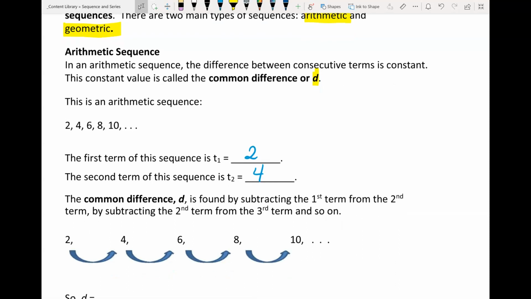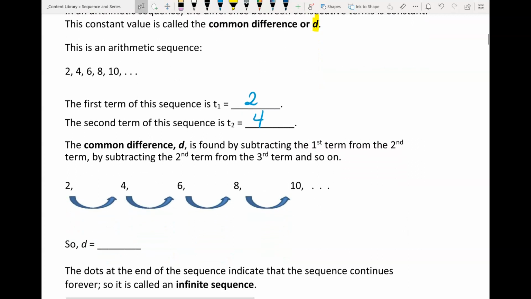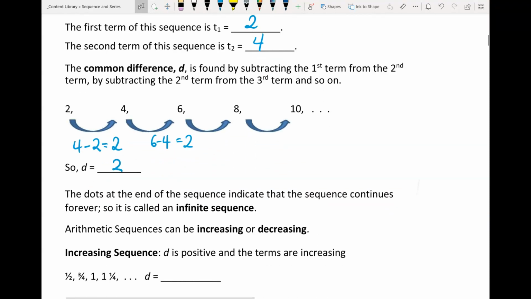And the common difference is found by subtracting the first term from the second term. You can also subtract the second term from the third term, and so on. So, for example, to find D, you would take the second term minus the first term, which is 2. So that means D is 2. You could have also used another one, for example, 6 minus 4. So the third term minus the second term, of course, you're going to get 2 again. So that is your common difference.